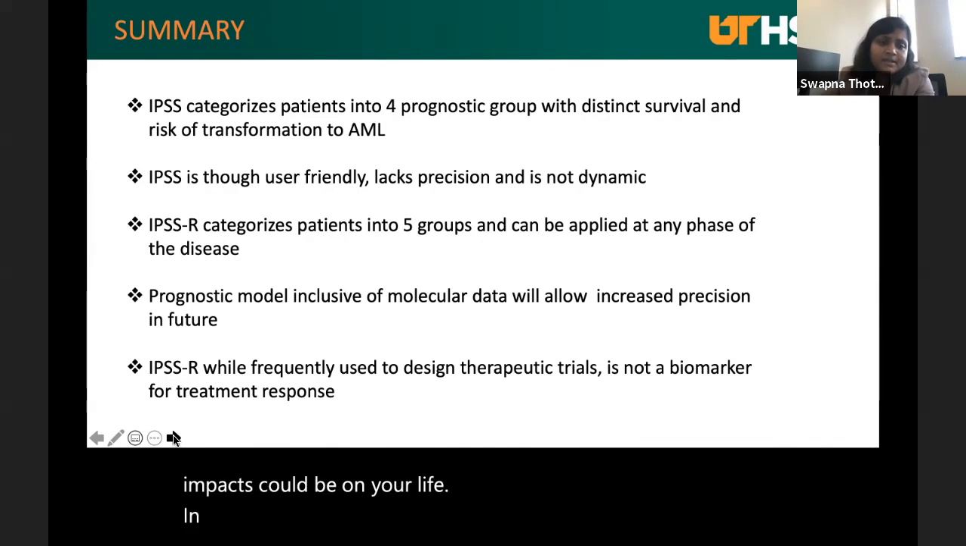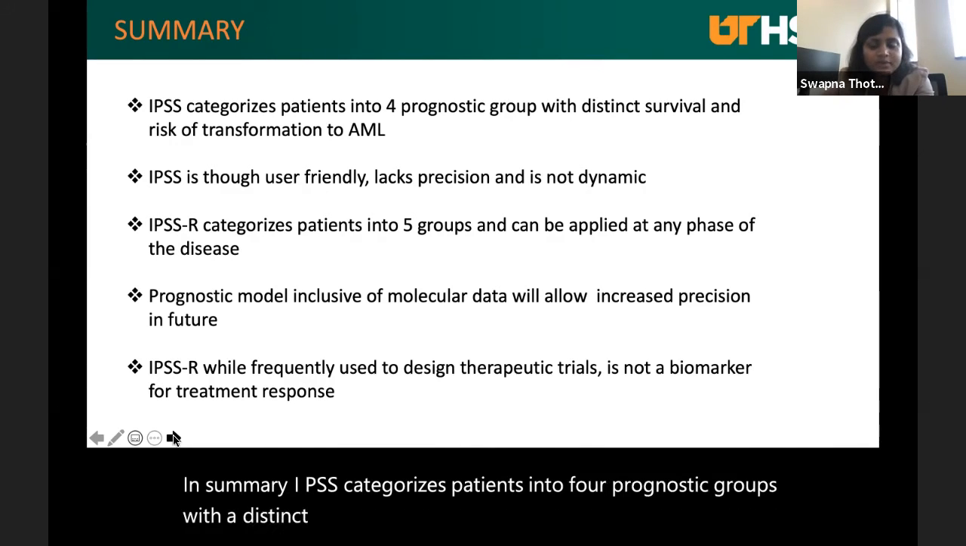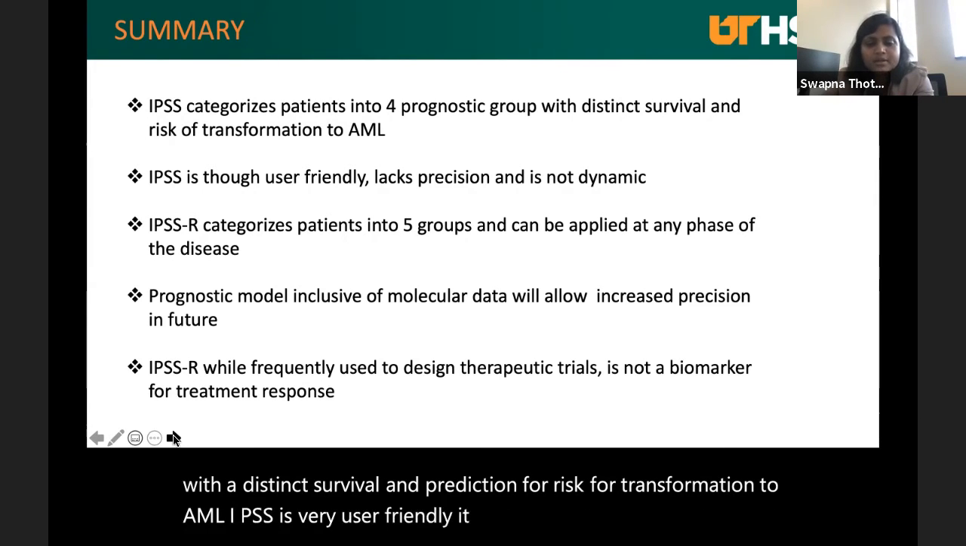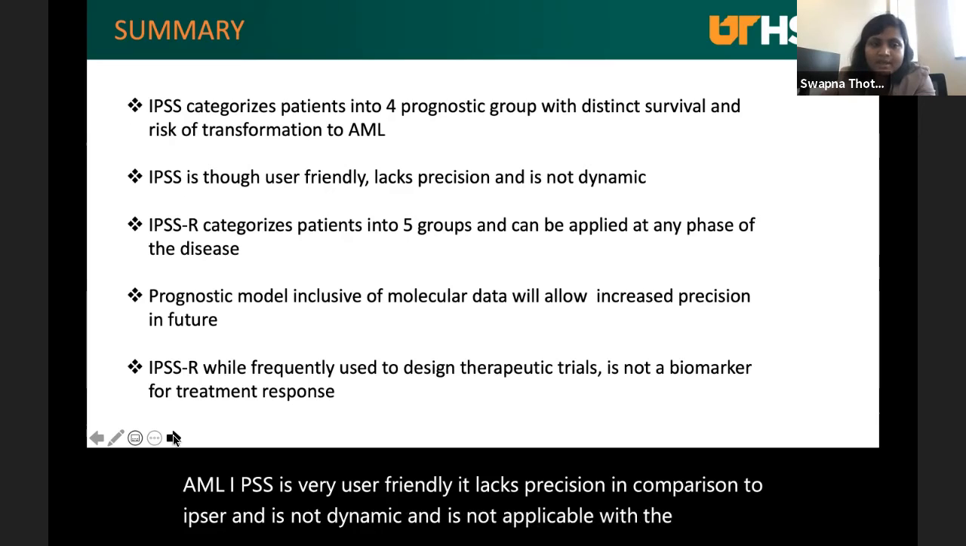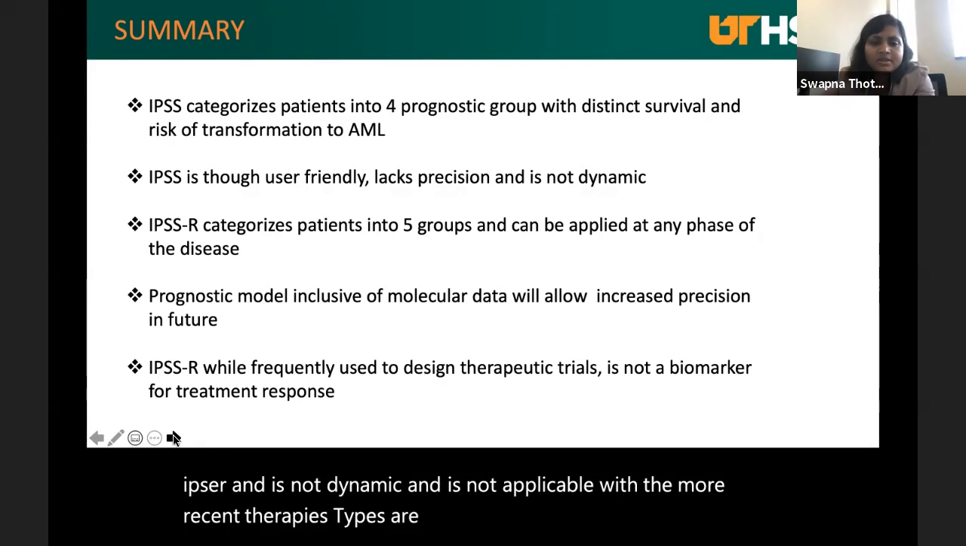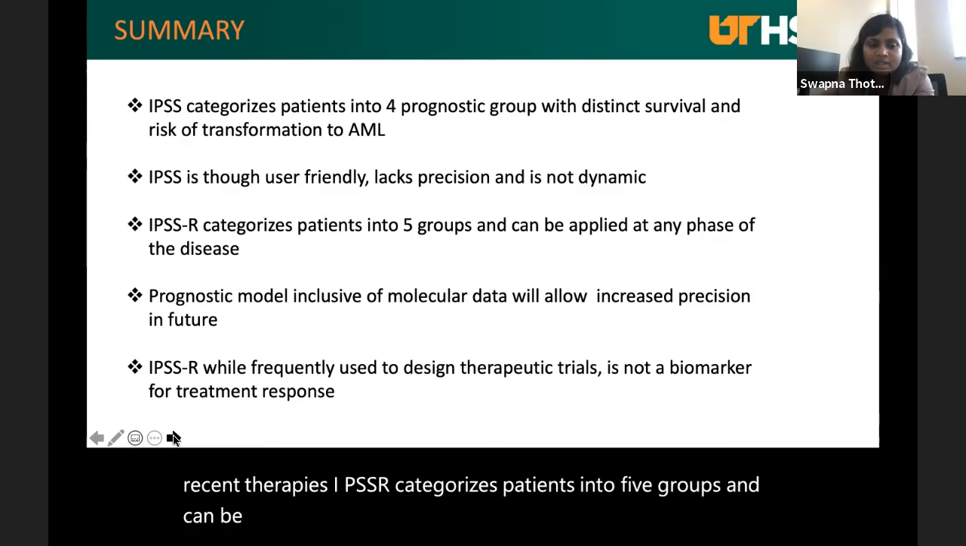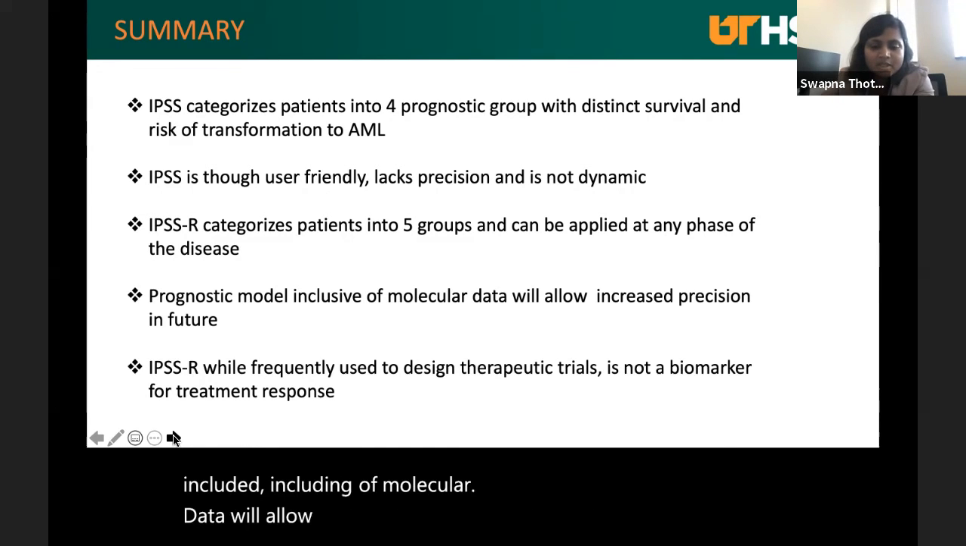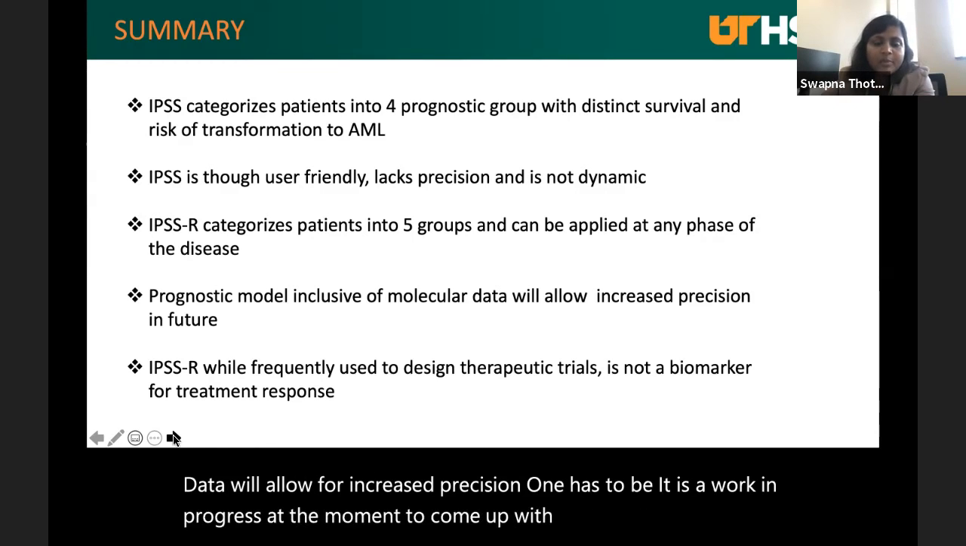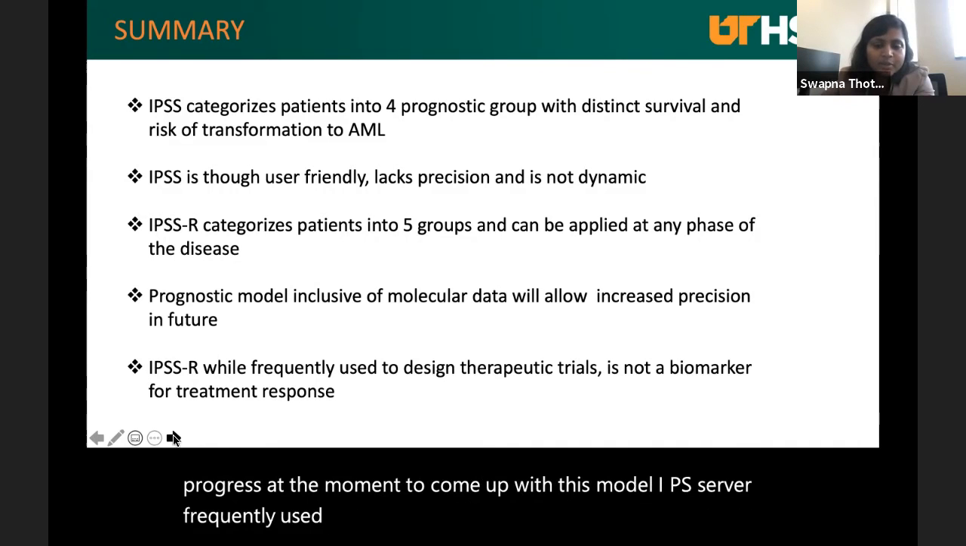In summary, IPSS categorizes patients into 4 prognostic groups with a distinct survival and prediction for risk for transformation to AML. IPSS is very user-friendly. It lacks precision in comparison to IPSSR and is not dynamic and is not applicable with the more recent therapies. IPSSR categorizes patients into 5 groups and can be applied at any phase of the disease. Prognostic models that include molecular data will allow for increased precision. It is a work in progress at the moment to come up with this model. IPSSR, while frequently used to design therapeutic trials, is not a biomarker for treatment response.